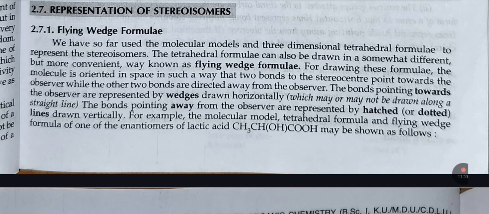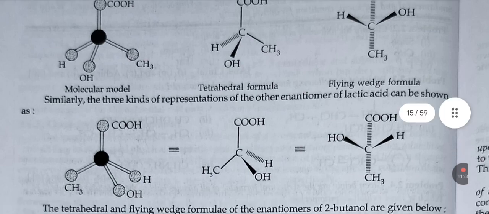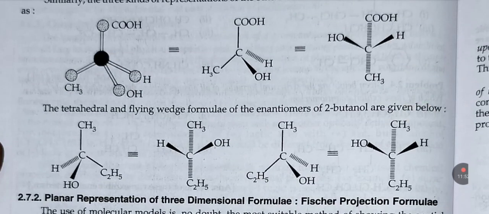For example, the molecular model, tetrahedral formula and wedge formula of one of the enantiomers of lactic acid may be shown as follows. These show the molecular, tetrahedral and flying wedge formulas. Similarly, the three kinds of representation of the other enantiomer of lactic acid can be shown as below. Tetrahedral flying wedge formulas of the enantiomers of 2-butanol are given below.